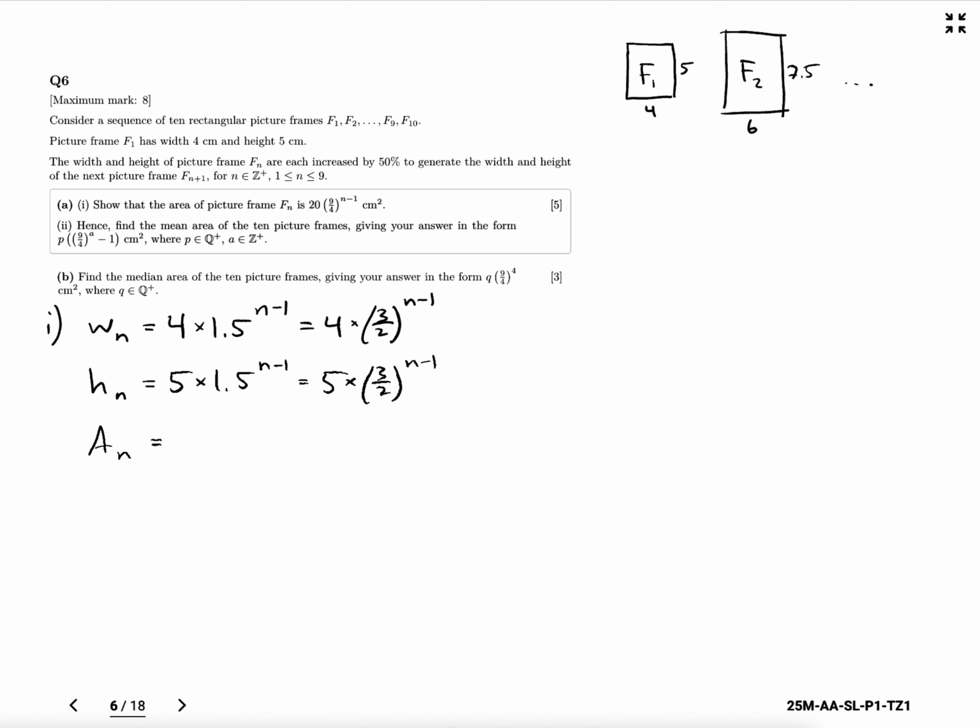So that means that the area of picture frame N is going to be the width of frame N times the height of frame N. So we multiply these two together. 4 times 5 is 20. And then we have 3/2 to the power of N minus 1 times 3/2 to the power of N minus 1 again. And these two we can combine because they're both to the power of N minus 1, and they're both 3/2. So basically they combine to give us 9/4 to the power of N minus 1.